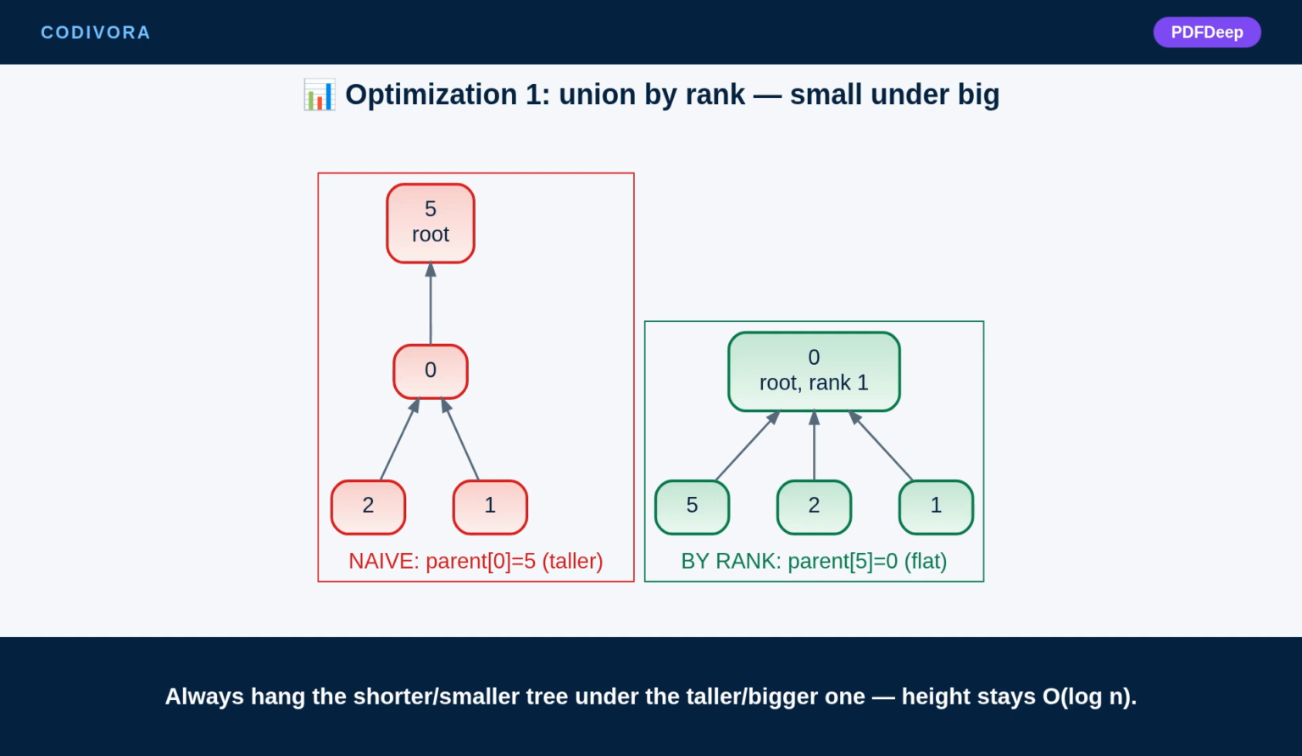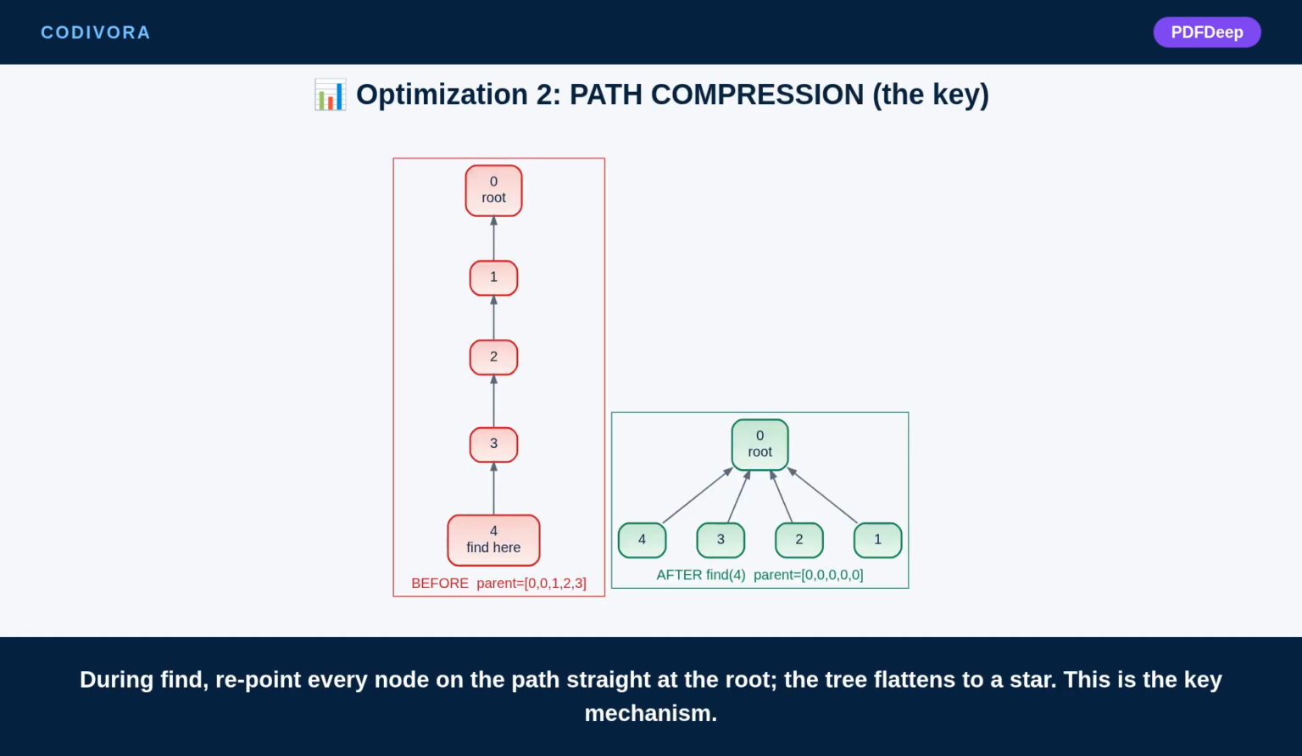Small under big. Trick 2, path compression, and this is the star of the show. During a find, you already walk every node up to the root. So on the way back, repoint each of those nodes directly at the root.